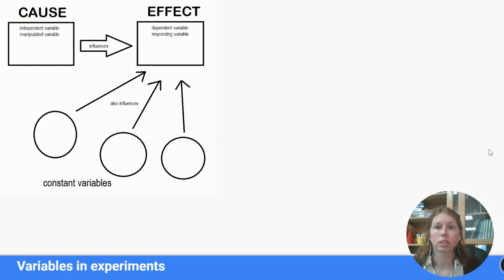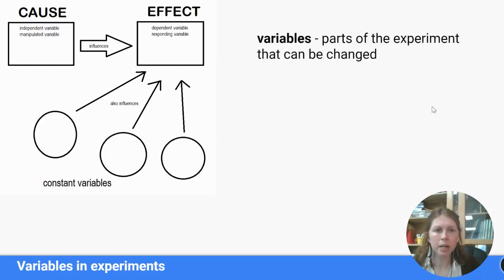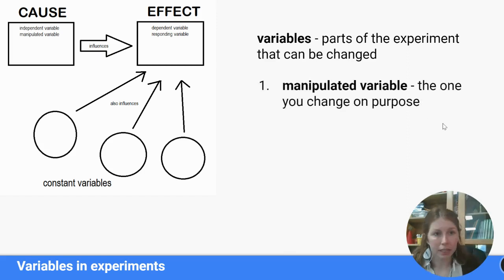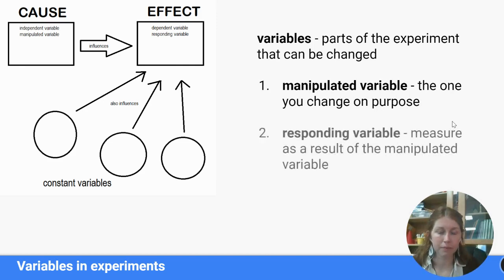And so let's look at what are variables. Variables are the parts of the experiment that can be changed. How much sun the plant gets, how much water the plant gets, if the plant gets sprayed with oil or not. Those are all variables. The manipulated variable is the one thing that we change on purpose. There should only be one thing that you're testing at a time. The responding variable is the results. So what happens as a result of that manipulated variable?